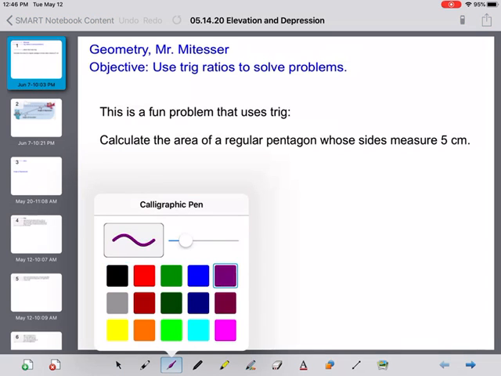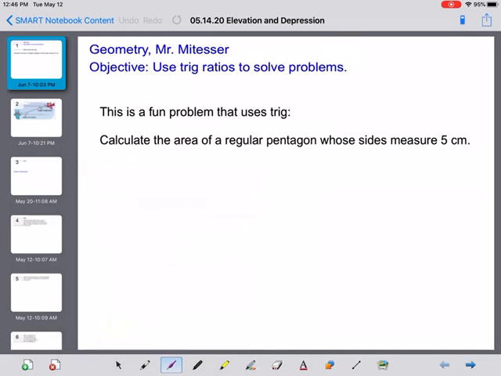Calculate the area of a regular pentagon whose sides each measure 5 centimeters. So I'll get you set up. At any point, you should pause and try to solve it yourself. So there's a regular pentagon, and we will divide this into 5 congruent triangles. And those are isosceles triangles. So each side is 5.